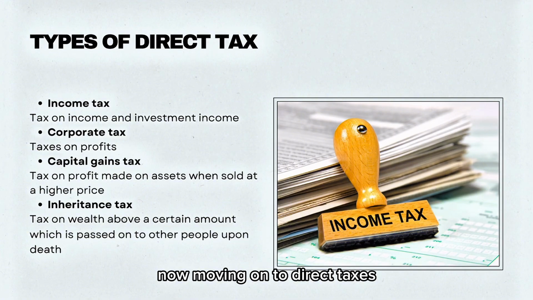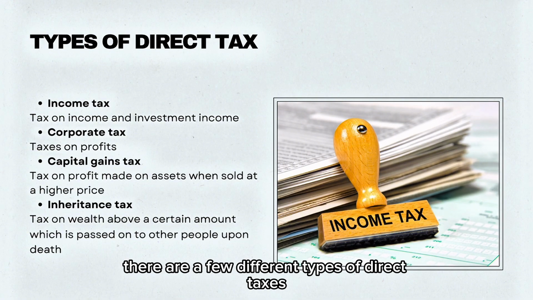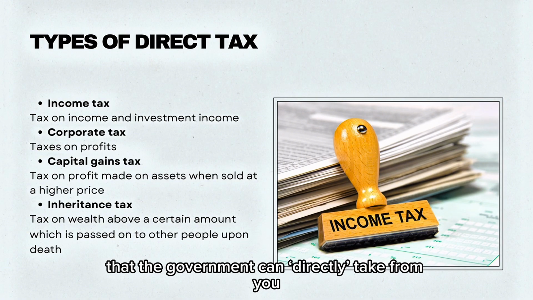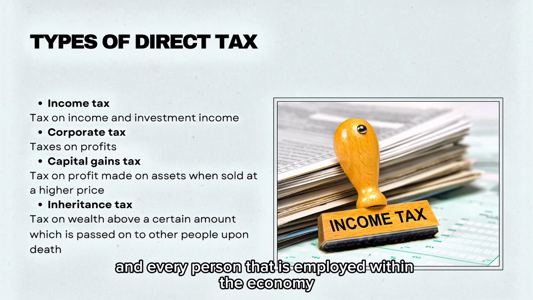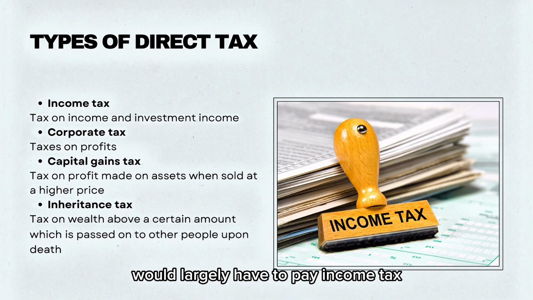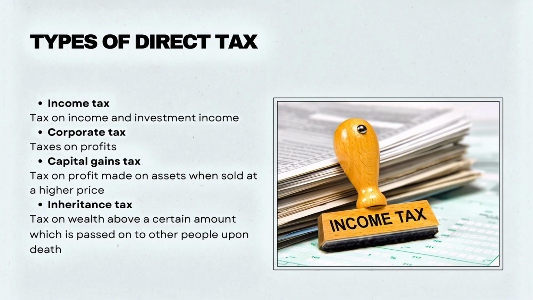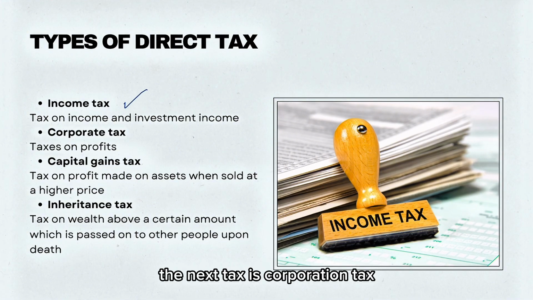Now moving on to direct taxes. There are a few different types of direct taxes that the government can directly take from you. The first is income tax. This is a tax on income, and every person that is employed within the economy will largely have to pay income tax. The next tax is corporation tax, which is the tax on profit.